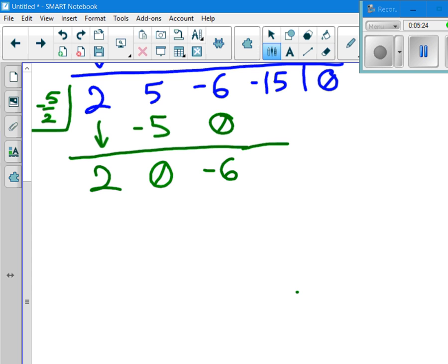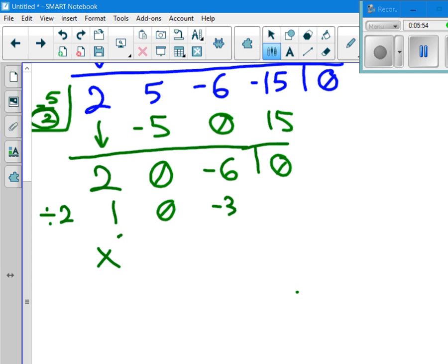That's a negative 6. And then negative 6 divided by 2 is a negative 3. Times negative 5 is a positive 15. And so then there's my remainder. And this 2x minus 6 is not the correct answer because I have to divide by 2. And so when I do, I get 1, 0, negative 3, which is x squared minus 3.